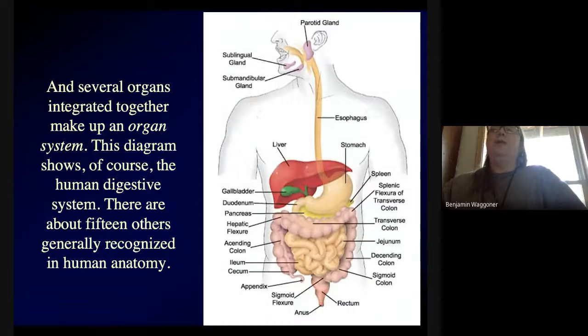So you have organs like the esophagus, the stomach, the liver, the spleen, the gallbladder, the pancreas, the small intestine, the large intestine. Wow, we're having an organ recital. Get it? Get it, music majors? Get it? Right.